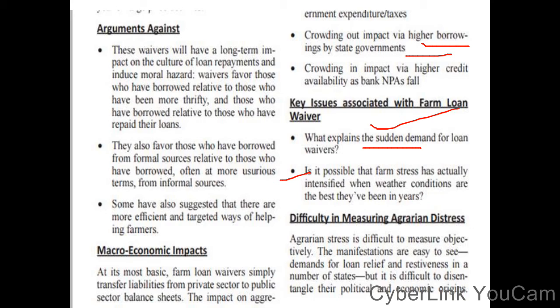The manifestations of it are easy to see: demands for loan relief, restiveness in a number of states, but it is difficult to disentangle their political motivations.